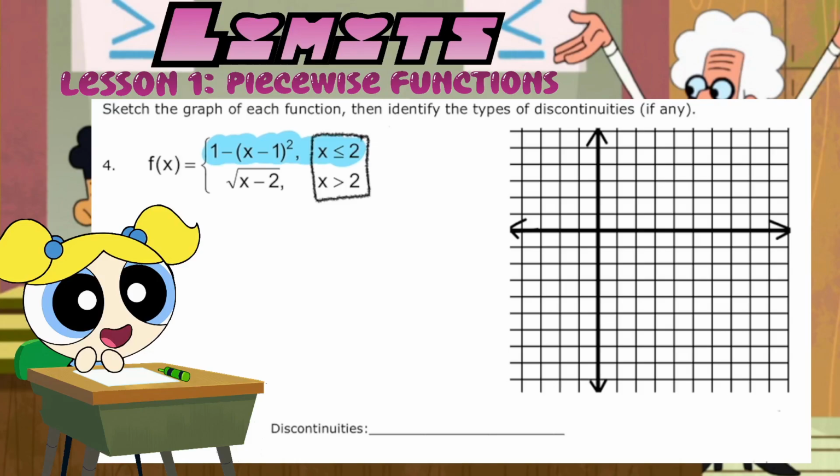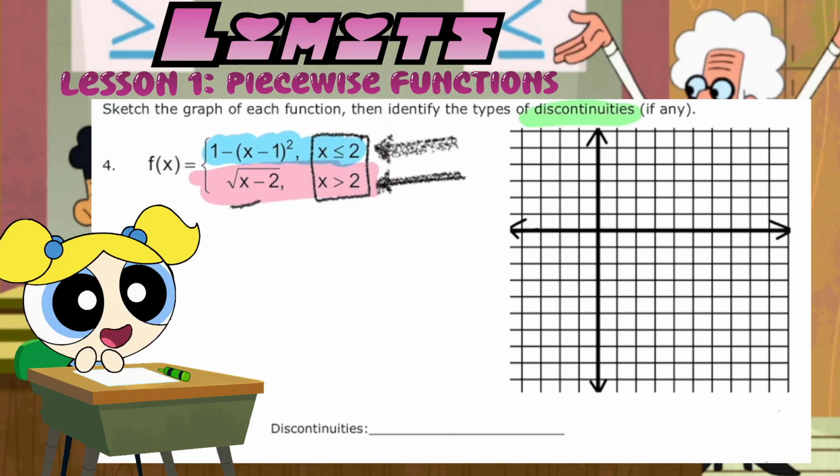Now, what about the next graph here? The next graph here is the square root of x minus 2, and we have that graph to focus on when x is greater than 2. So what can we see here? For one thing, before I'm identifying any discontinuities, I know that my domain is all real numbers. Can you see how we have everything to the left of 2, including 2, and then everything to the right of 2? So every x value is being used.